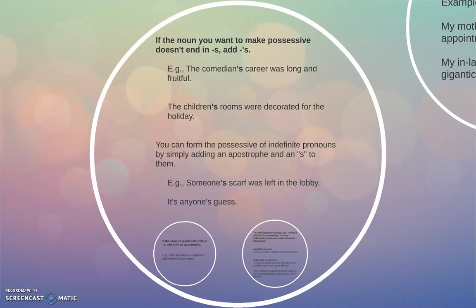Here's when to add an apostrophe followed by an s to a noun to indicate possession. If the noun you want to make possessive does not end in s, add apostrophe s. For example, the comedian's career was long and fruitful, or the children's rooms were decorated for the holiday. Indefinite pronouns refer to no specific person or thing: everyone, someone, no one. You can form the possessive of indefinite pronouns by simply adding an apostrophe and an s to them. For example, someone's scarf was left in the lobby, and it's anyone's guess.